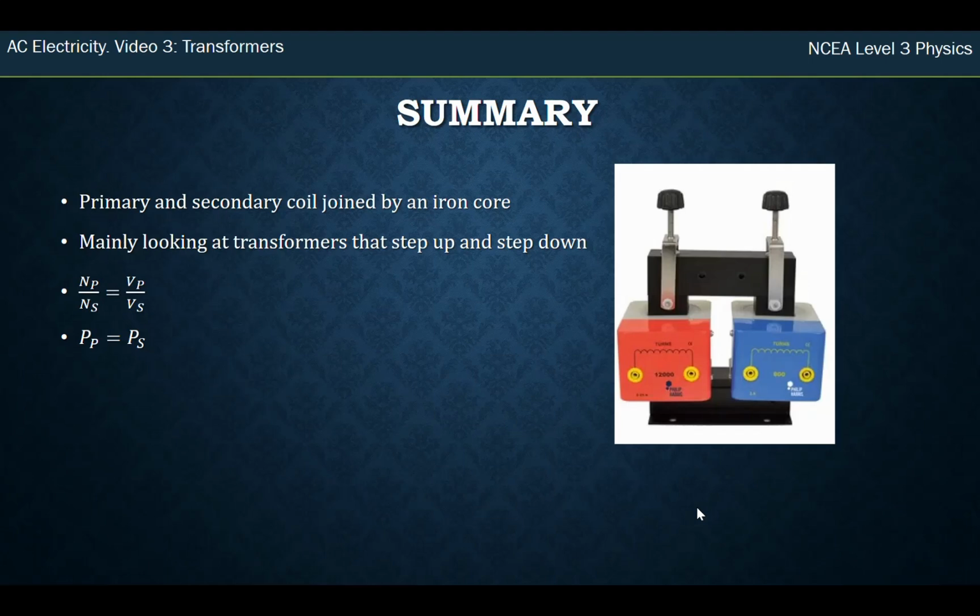And finally, the power input and the power output are the same. You can't have that increasing. Even in a perfect inductor you're not going to have any losses, but you're certainly not going to have it increasing, because if it were to increase, it would be creating energy, and that would be violating the law of conservation of energy. So because the powers are the same, if the voltage goes up, the current must go down.